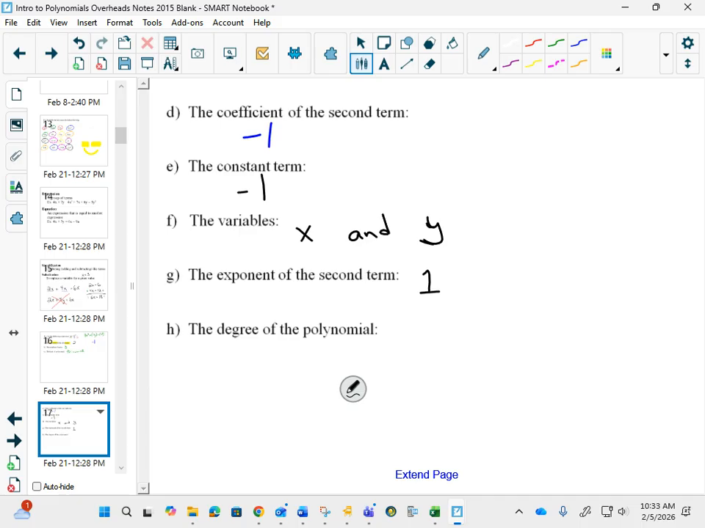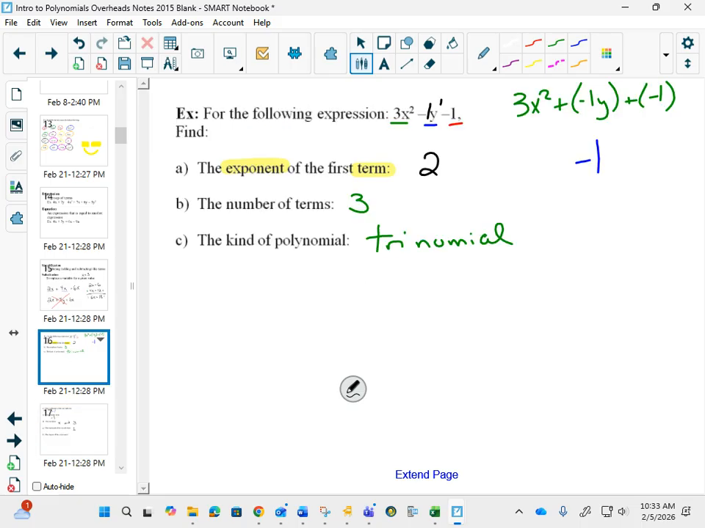We find out the degree of a term by looking at the exponents. So in the green term, what's the exponent? Is it the 3 or the 2? 2. So the exponent is a 2. So we would say the degree of the first term is 2.